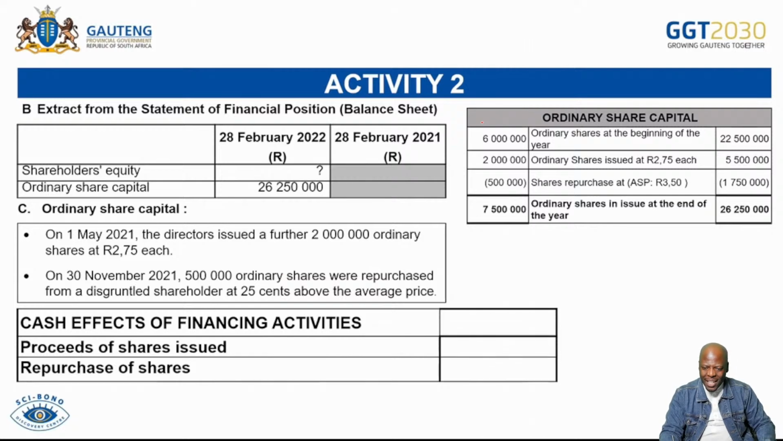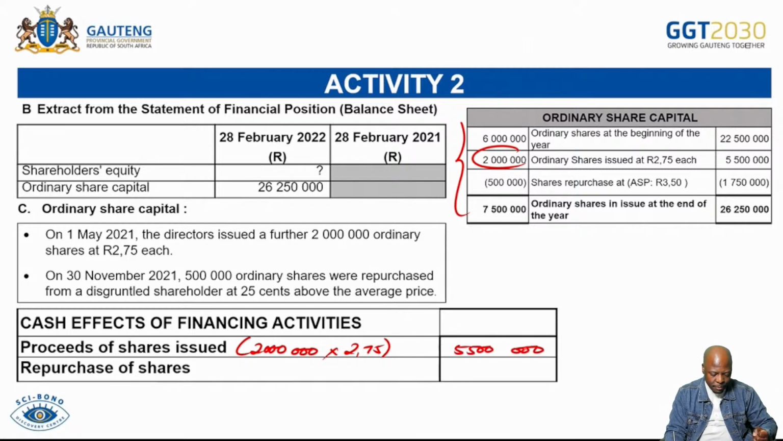So it is easy because remember we did this part already together. So proceeds from shares issued. Did I issue shares? Yes, a further 2 million. So I'm coming here and I'm saying a further 2 million shares were issued at 2 Rand 75. So I'm going to say 2 million times 2 Rand 75. You remember it gave us 5.5 million. That is cash inflow because we have issued shares. Then when we come back to the repurchase of shares, we're now saying how many shares were repurchased? 500,000. So I'm coming here to say 500,000.